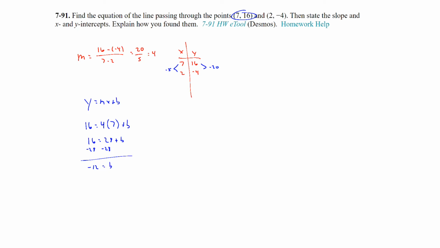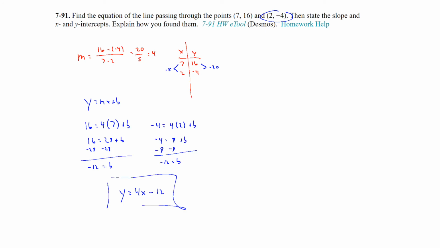Would the same thing happen if you use the other point? So instead of using 7, 16, could I use 2, negative 4? I'll show you real quick, it doesn't matter. So this would be negative 4 is equal to your slope of 4 times your x value of 2 plus b. So negative 4 is equal to 8 plus b, subtract 8, and you get negative 12 is equal to b. So it doesn't matter which point you use, but you don't obviously need to do both of them. So our equation is y equals m, which is 4, x minus 12.